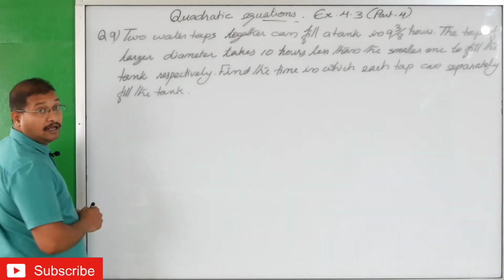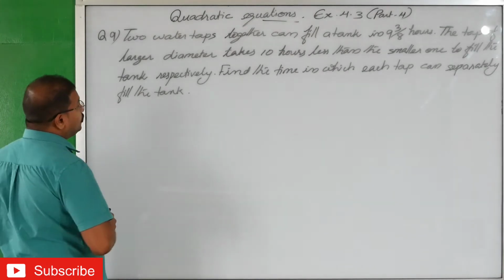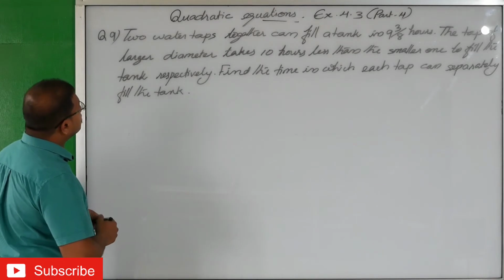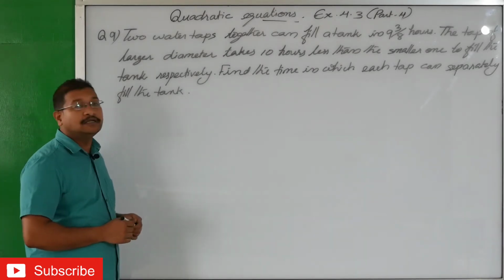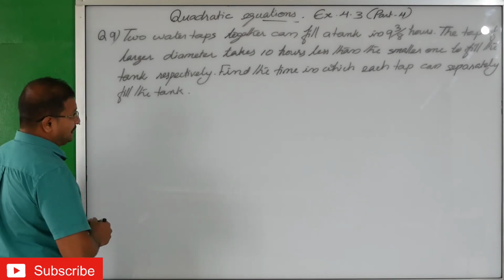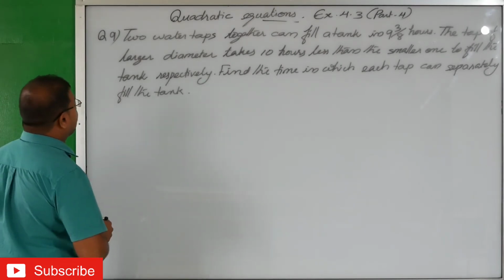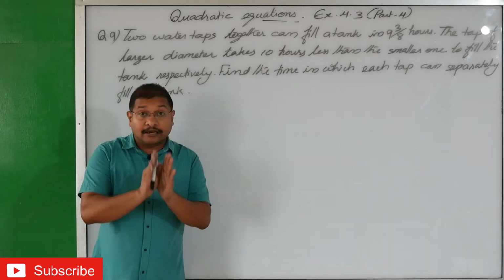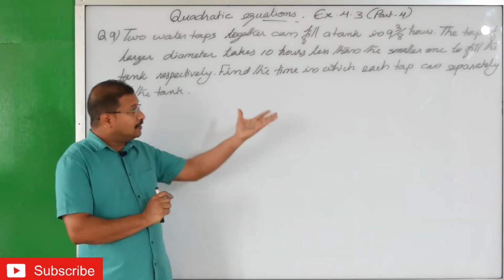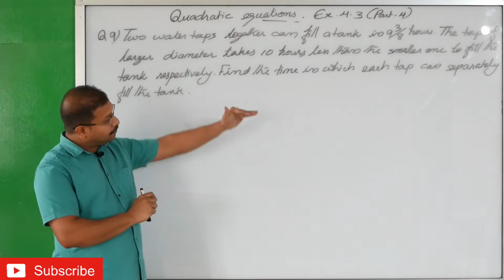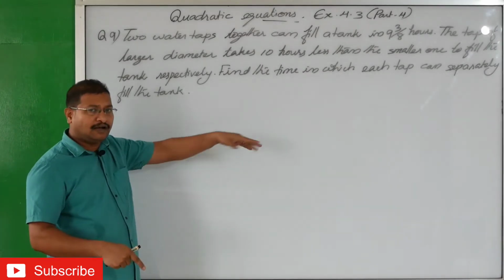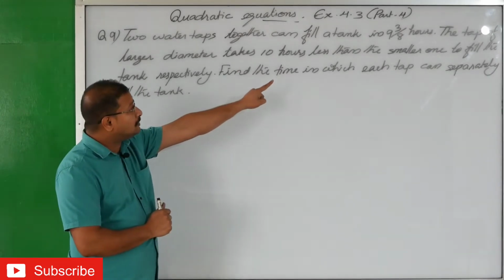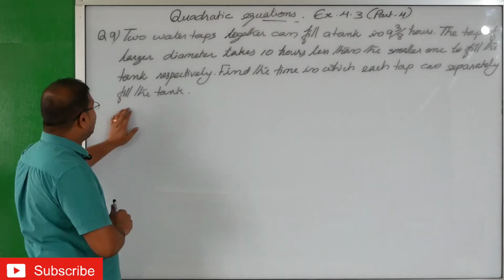Question number 9. I'll read the question once. 2 water taps together can fill a tank in 9 and 3 by 8 hours. The tap of larger diameter takes 10 hours less than the smaller one to fill the tank respectively. Find the time in which each tap can separately fill the tank. See, in this type of word problem, you should understand the question nicely. After reading the question nicely, we have to make the quadratic equation. After that, we'll solve it. So what do you want to find out? Find the time in which each tap can separately fill the tank.